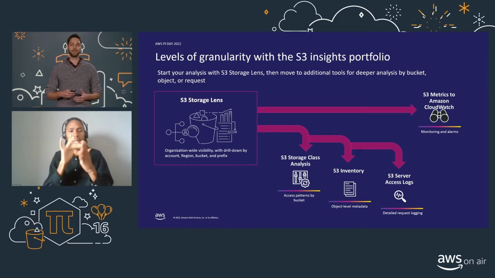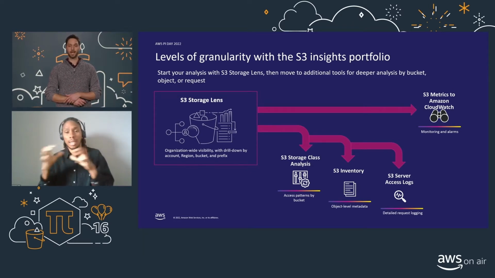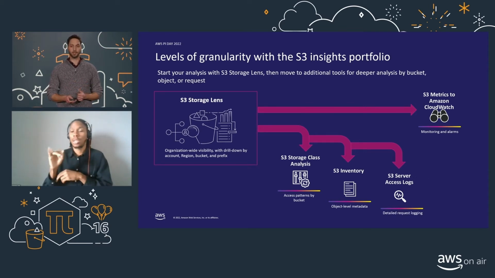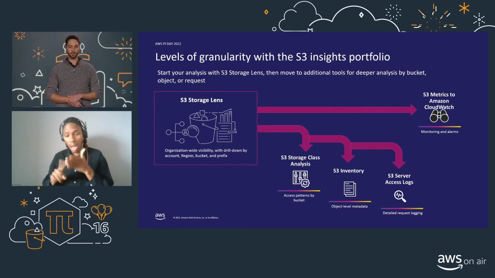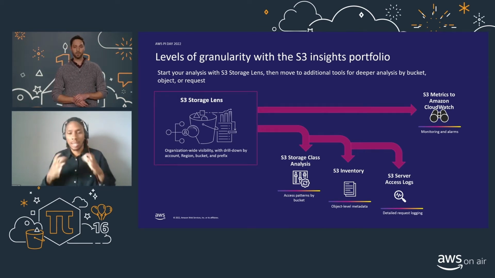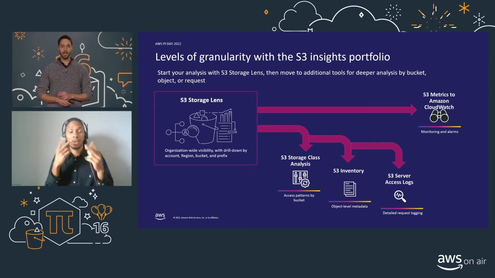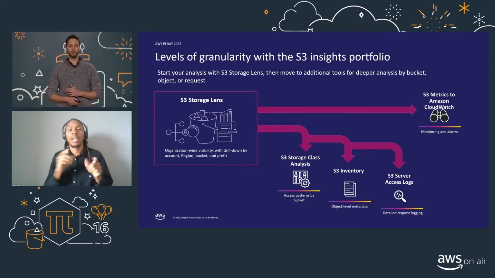From there, once you have identified areas of storage, you can move to other tools that provide greater depth in various ways. For example, we can look at Storage Class Analysis to understand access patterns and optimize storage classes. We can use Inventory to get metadata on object level for audit use cases or custom analytics. Use Server Access Logs to gain granular visibility into individual events or requests, and use S3 Metrics to CloudWatch for monitoring use cases.